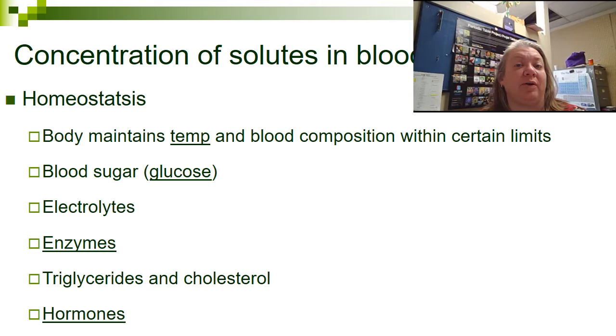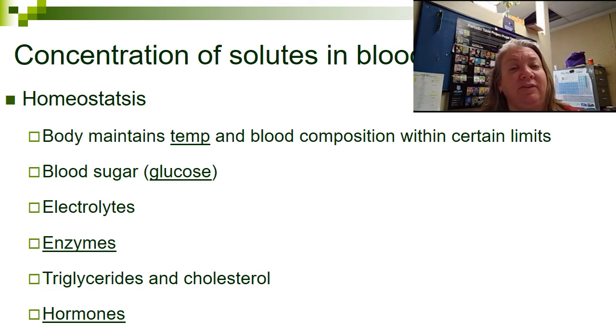Now, one of the places that we're concerned about the concentration of solutes is actually in your blood. Now, your body wants what's called homeostasis, which means everything is where it's supposed to be. So your body maintains temperature and also blood composition within certain limits. But if we go outside those limits, either too high or too low, you will start seeing some issues.